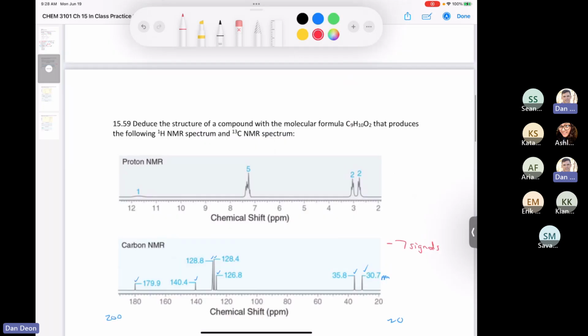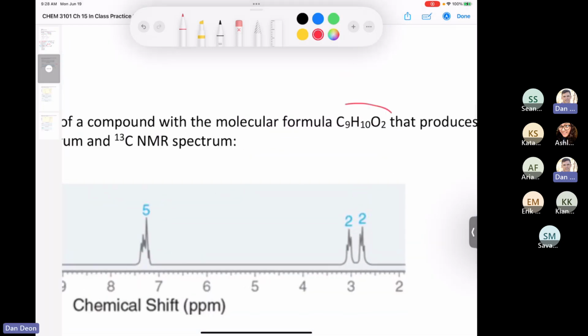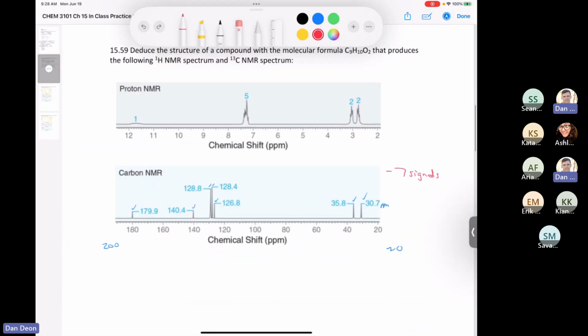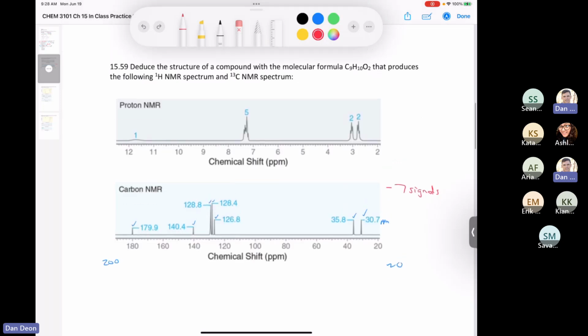Now look at this. They gave us a formula over here which says C9. So if it's C9, then why would we only get 7 signals? That means that there must be some symmetry in the compound somewhere, doesn't it? There has to be some kind of symmetry somewhere in the compound. Is everybody with me so far? Symmetry in the compound if we only get 7 signals and there's a total of 9 carbons. Okay, let's see what other information we can get from the carbon.